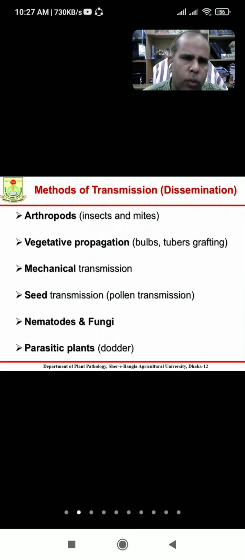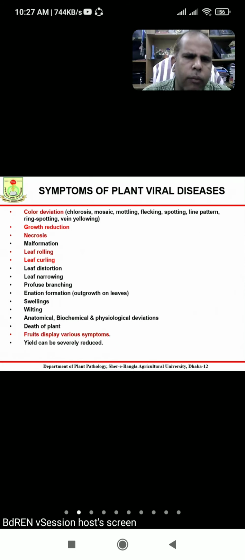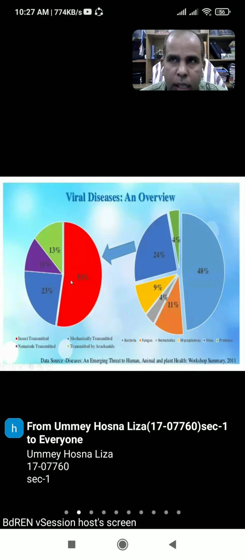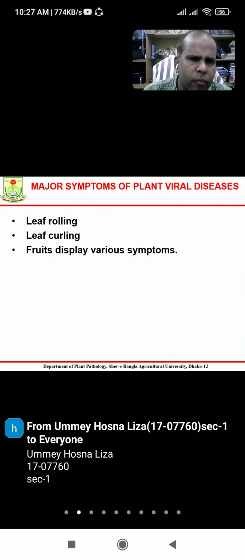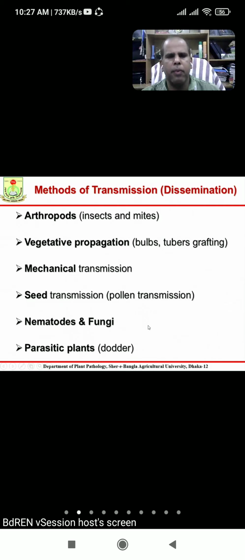But before that, I would like to say how plant viruses are transmitted. As we already noted from the pie chart, most plant viruses are transmitted through insect vectors. Another group is arthropods, that is insects and mites, which can transmit plant viruses. Plant viruses can also be transmitted through vegetative propagation, for example in potato tubers, and in onion and other spice crops, for example bulbs. Mechanical transmission also happens. Seed transmission and pollen transmission also occur.